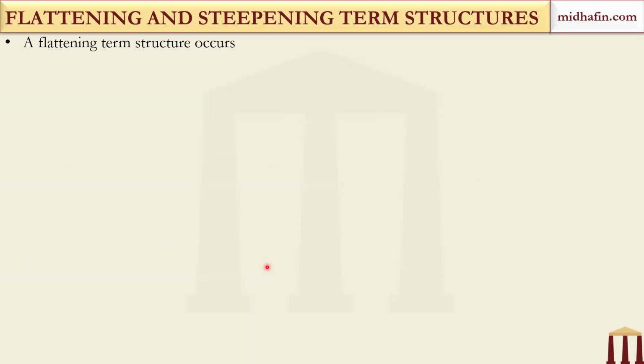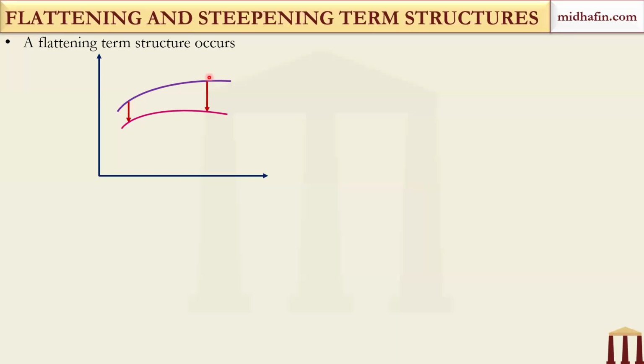Now, let's see flattening and steepening of the term structure. Flattening occurs first when both the rates go down, short-term rates as well as long-term rates, but long-term rates go down by more than the short-term rates. So let's say short-term rates decrease by 10 basis points, but long-term rates decrease by 20 basis points. You will see a flattening of the term structure, and this will be a new term structure. Flattening means the steepness of the structure decreases.